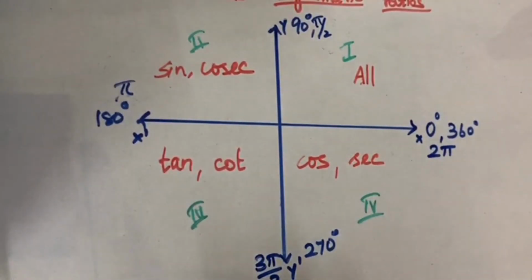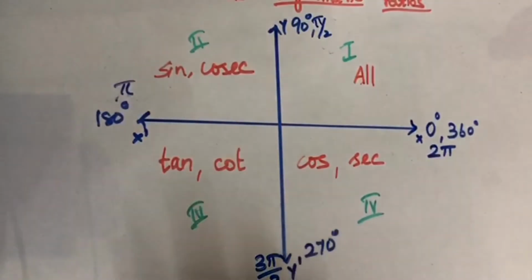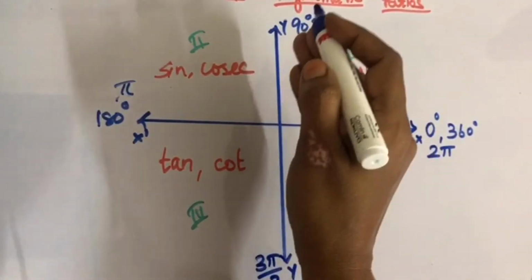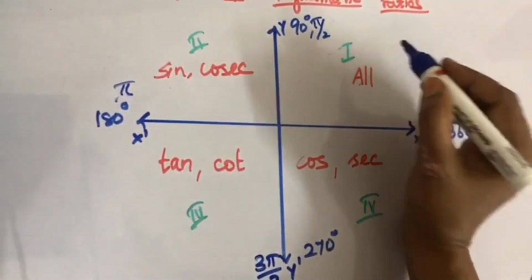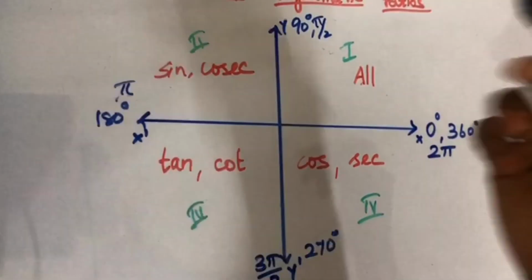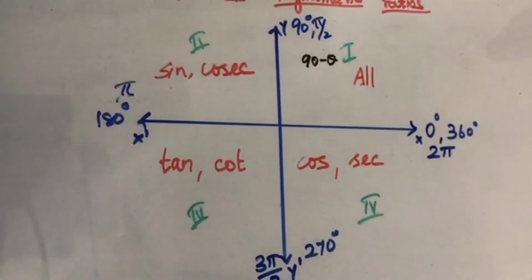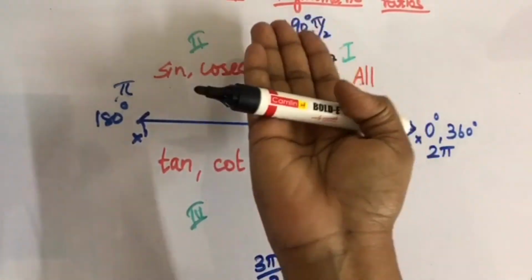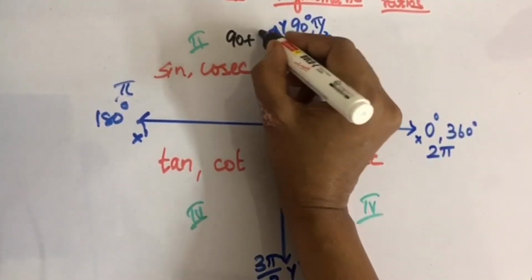So, we can write the angles in radian measures also. For the first quadrant, the angles which come before 90 degrees can be written as (90 minus theta). Similarly, the angles which come after 90 degrees can also be written as 90 plus theta.